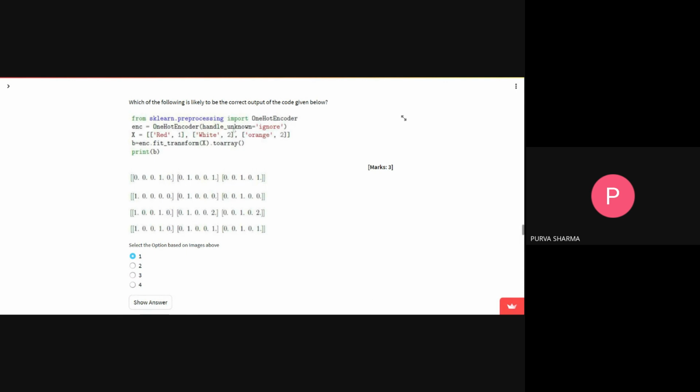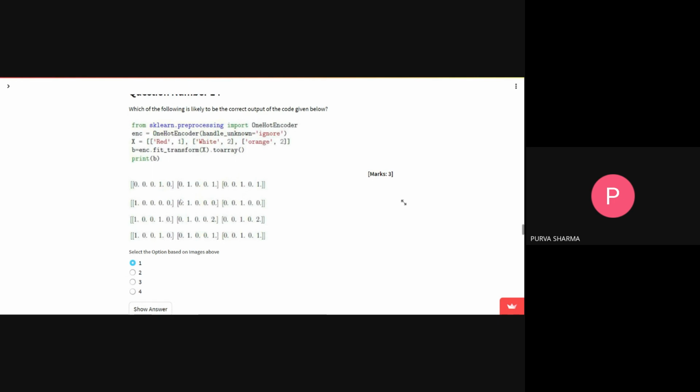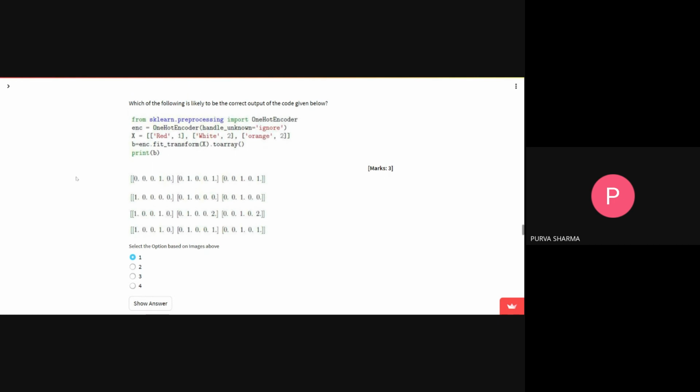One hot encoder, handle unknown equals ignore, red, white, orange. 1, 2, 2. Okay, now what should be the answer for this? If I say it is comparing grade A, the whole grade, then what kind of charts is most suitable? Option C, ma'am. Third option.